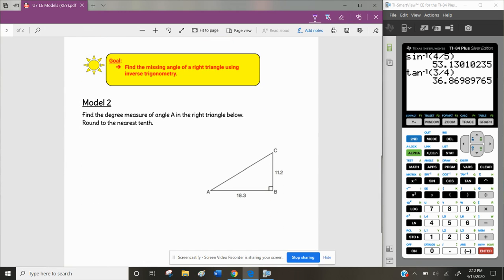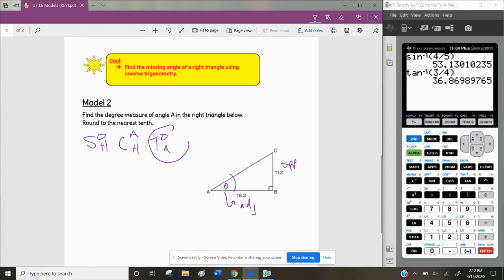So again, we're going to do one more model, a little bit different here. We're not given the 3 sides. So you could find the third side using Pythagorean theorem and then use whichever trig ratio you want. That seems like a lot of work when we have 3 options available. All right, so we want to find angle A. I'm going to mark angle A, make it clear, make it stand out. I see that I have the opposite and I have the adjacent.